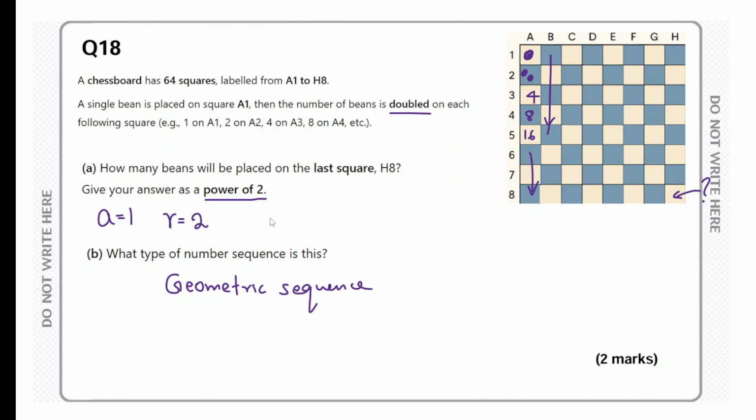Now for the first part, A is 1, R is 2. So the formula is AR to the power of n minus 1. So the final answer for this one, A is 1, R is 2 to the power of 64 squares altogether, take away 1, and that simplifies to 2 to the power of 63. 2 marks.